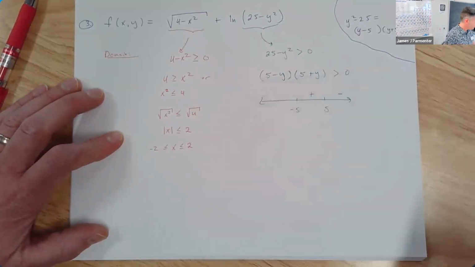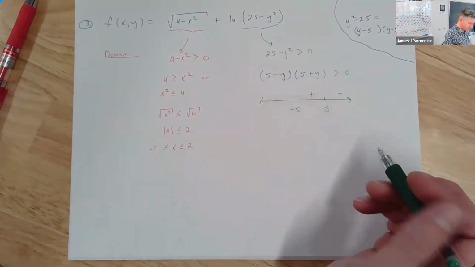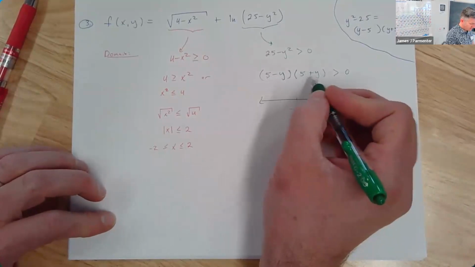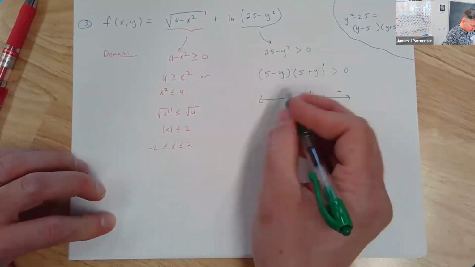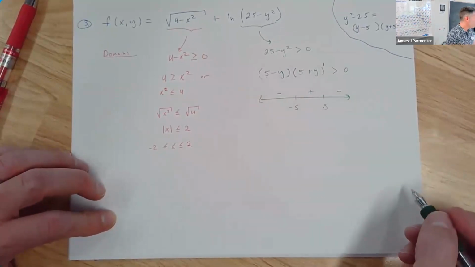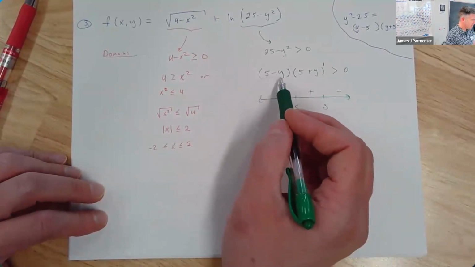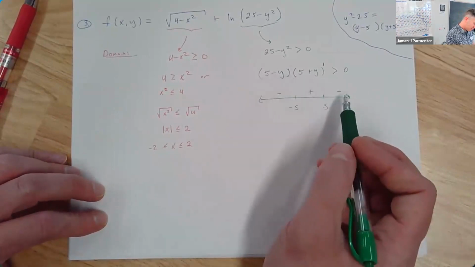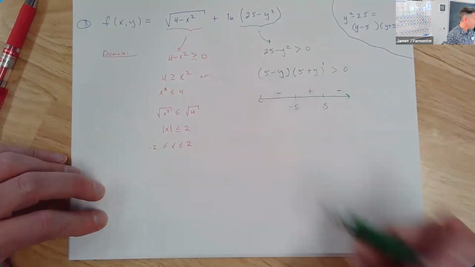Positive times positive is positive. Lastly, or alternatively, if you prefer, -5 comes from this 5 plus y. That factor has an odd power, so the sign changes. Or you can pick a point like -6, plug it in and see it's going to be 5 minus -6, which is positive. 5 plus -6 is negative, and a positive times negative is negative.